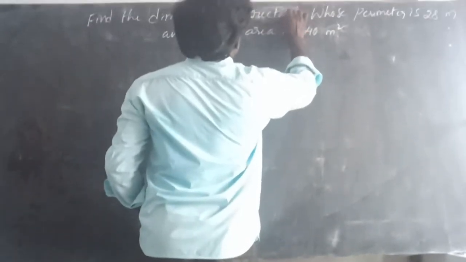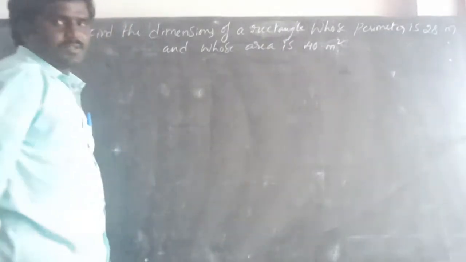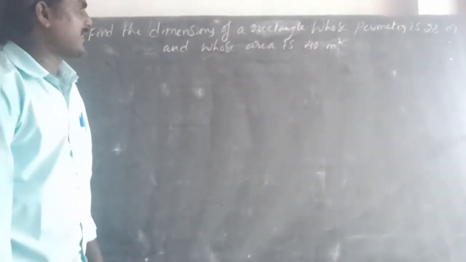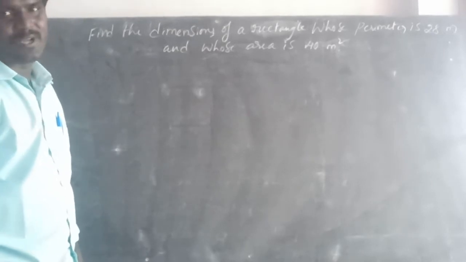Next one. Find the dimensions of a triangle whose perimeter is 28 meter and whose area is 40 meter square.